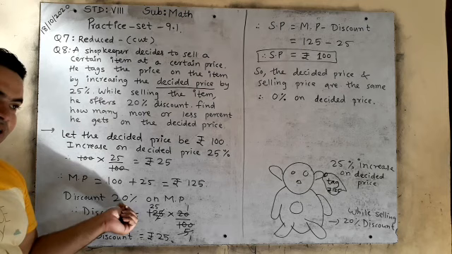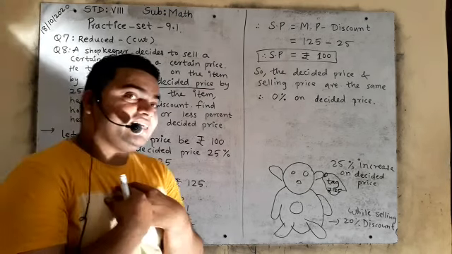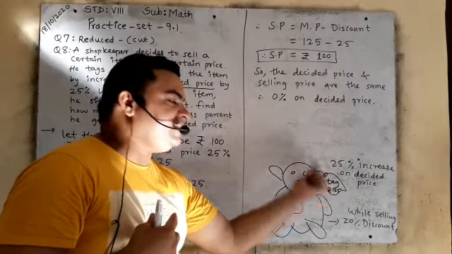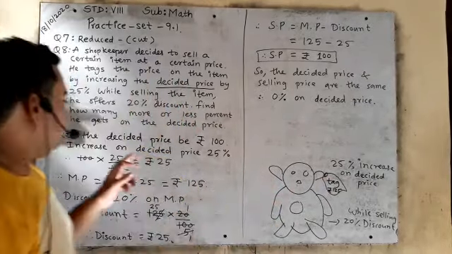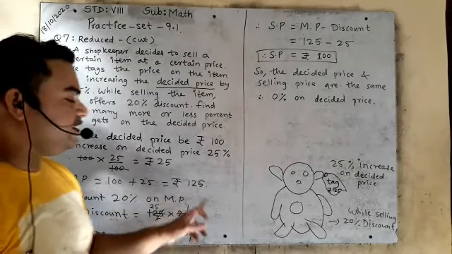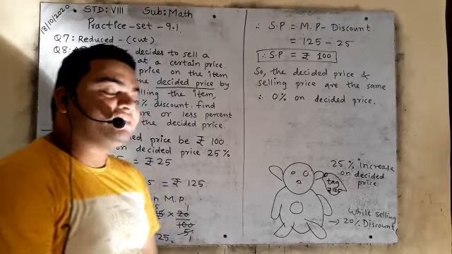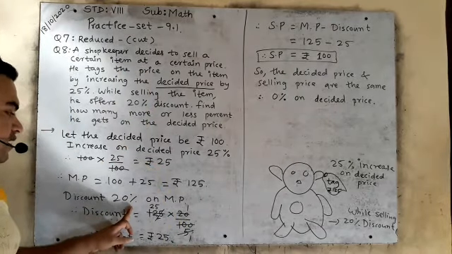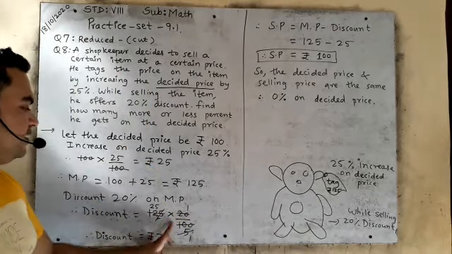How much percent? 20%. So how much has he decided? A shopkeeper. I had decided that I will be selling this teddy bear for 100 rupees. How much did I increase it by? 25 rupees. So 125 will be the mark price. But while selling the teddy bear, how much percent discount am I giving? 20%. So 20% on the mark price means 125 multiplied by 20%.